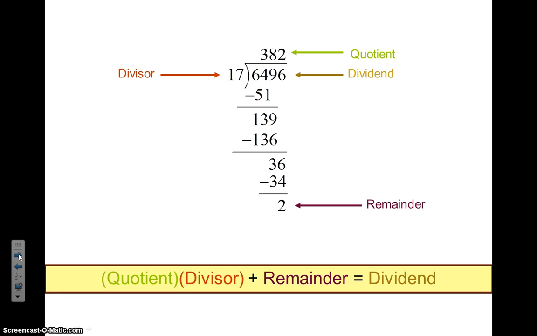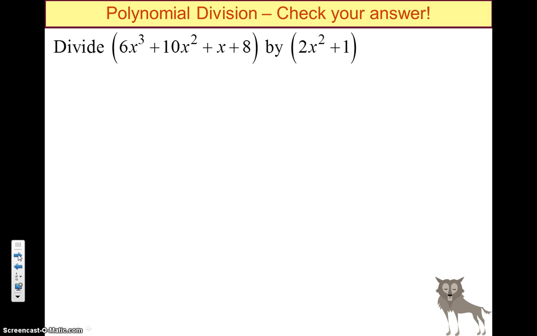dividing these polynomials. So just as kind of a thought here, division is the opposite of multiplication. So if we take our quotient, which is what we had right here, 382, and we multiply that by the divisor, which is 17, so we're multiplying both of those, and then adding the remainder, that should give us this dividend. Okay. So let's look at a problem where we're going to use long division but with polynomials.